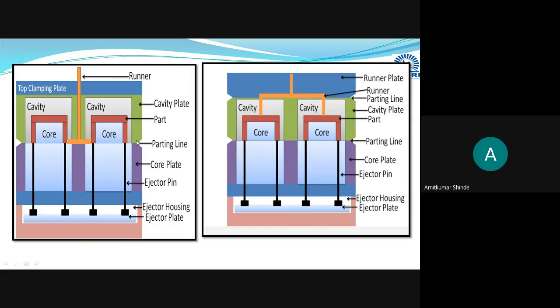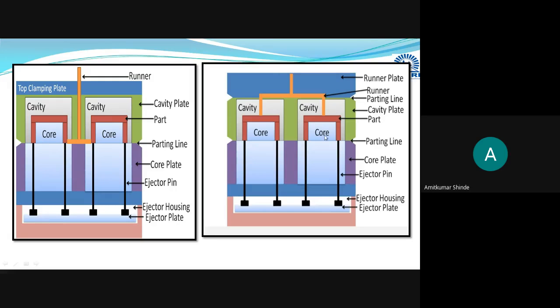In this way, one parting line will be there in a two plate mold, which divides the mold into two halves. In one half, the mold cavity, core, and runner and gate arrangement will be there. This is the first half. In the second half, ejector pins, ejector plates and core plates will be there. This is the second half. In this way, only one parting line will be there.